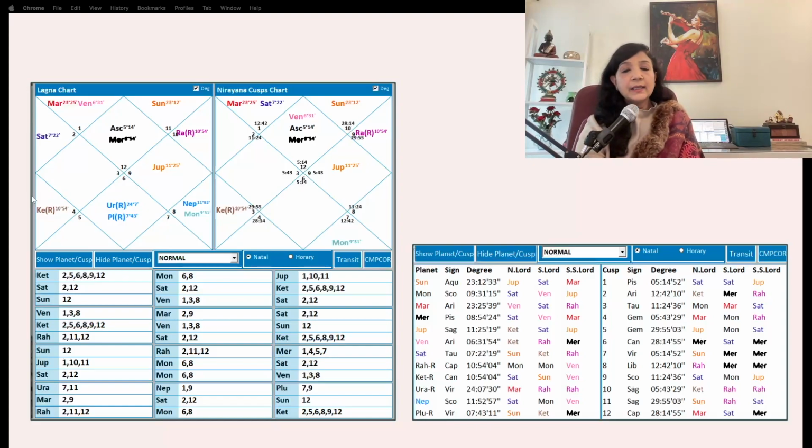And see, Antardasha is more important because that shows the ongoing status of a person. So here we see 4, 5, 12. So it is weak. It is a weak combination if one is going through a court case.